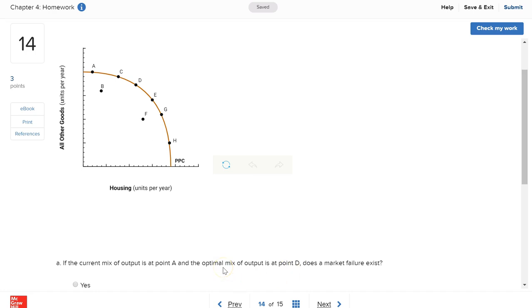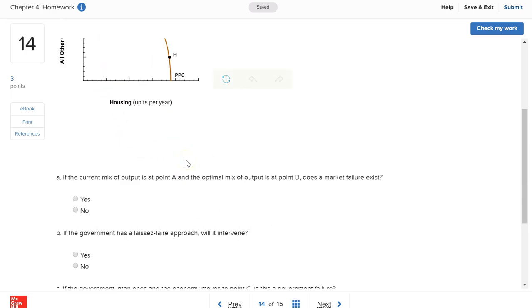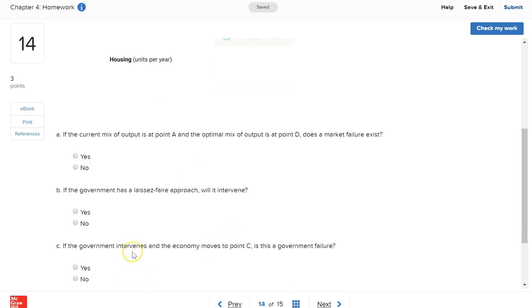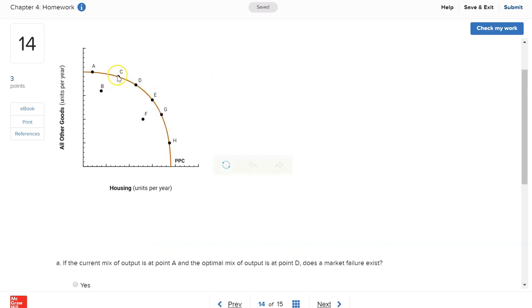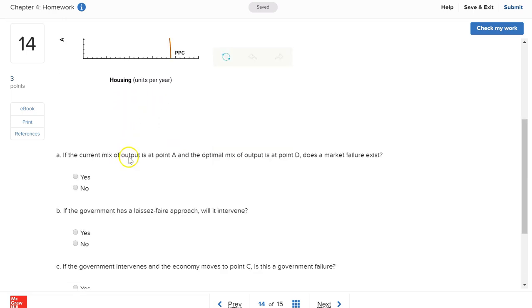So A, does a market failure exist? Well, if it's anything other than optimal, yes. And then it says, if the government has a laissez-faire approach, and hopefully you remember that expression, laissez-faire means the government stays out of it, hands off. So will it intervene? No. If the government intervenes and the economy moves to point C, which is closer to the optimal point, I should say, is it a government failure? Well, no. It's not necessarily optimal, but it doesn't represent a government failure. It doesn't make things worse.